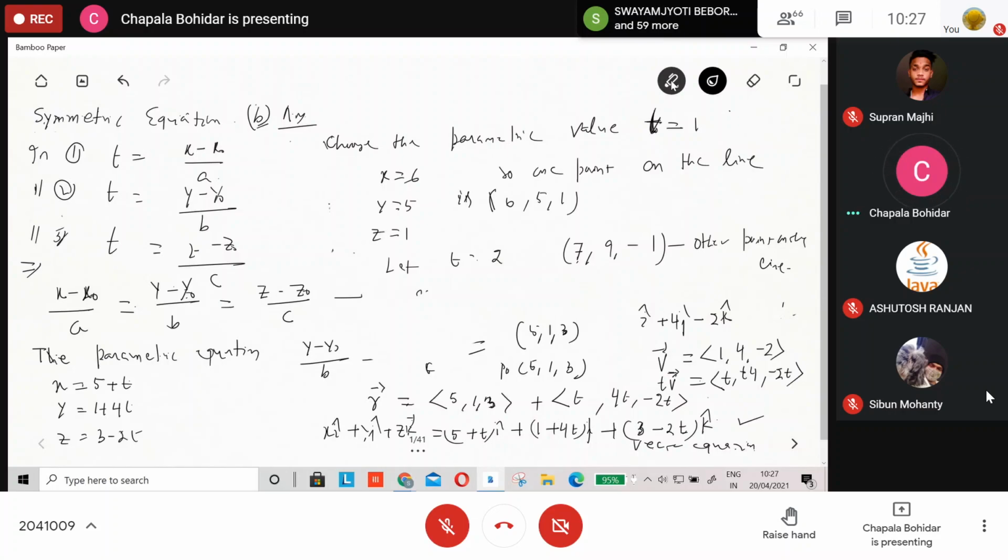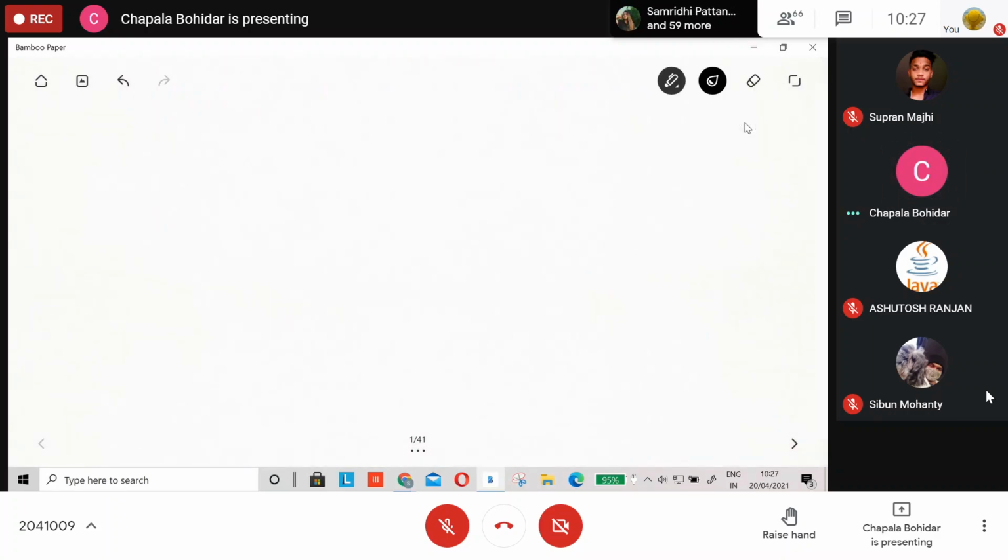Next example. Find the parametric equations and the symmetric equations of the line that passes through the points. Two points are given: A is (2, 4, -3) and B is the other point, (3, -1, 1).